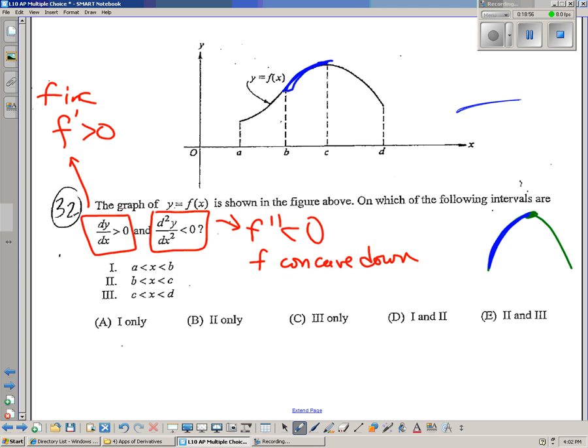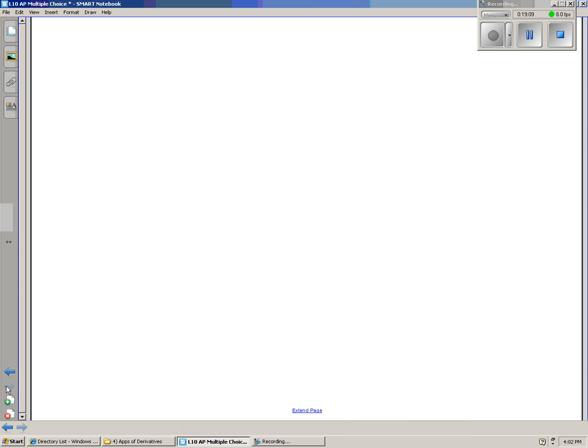So from B to C only, A to B would be increasing concave up. C to D would be decreasing concave down. So B to C is the only interval that works, 2 only. And I believe that's a wrap. Yep.